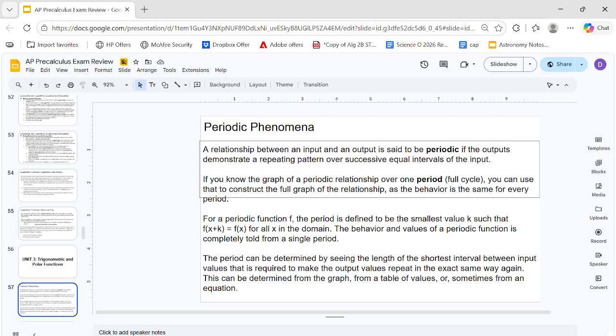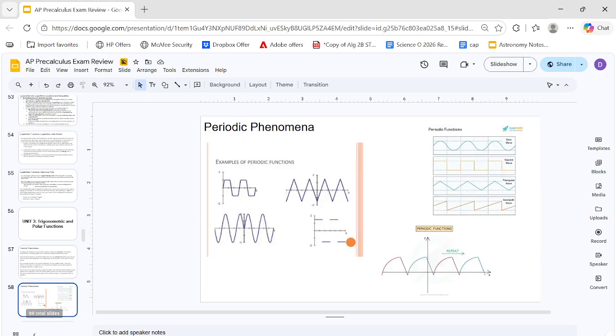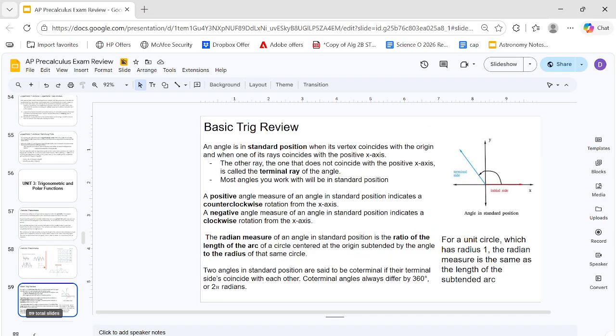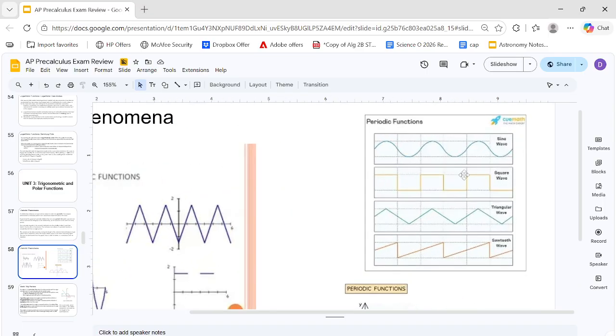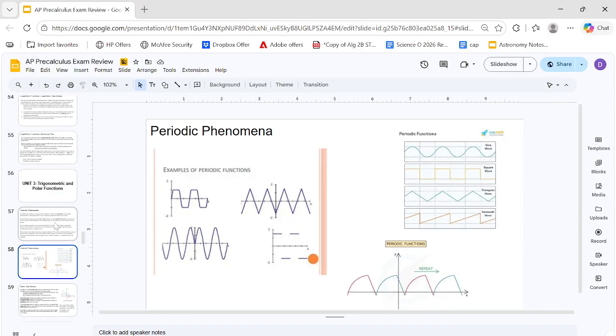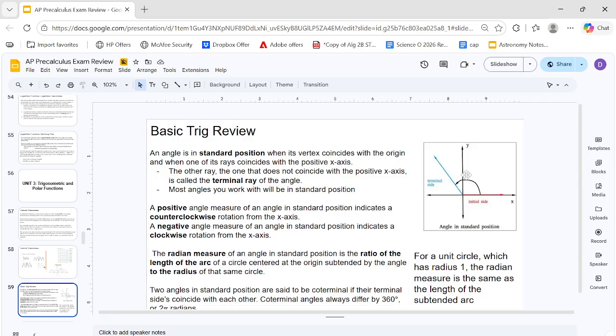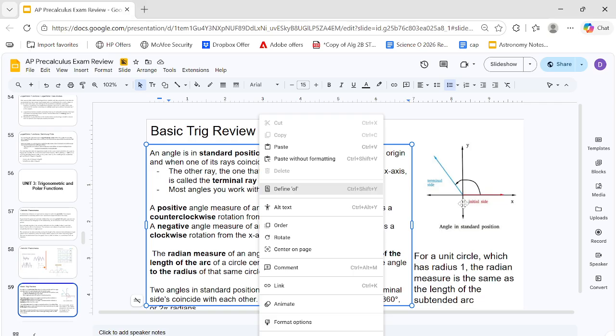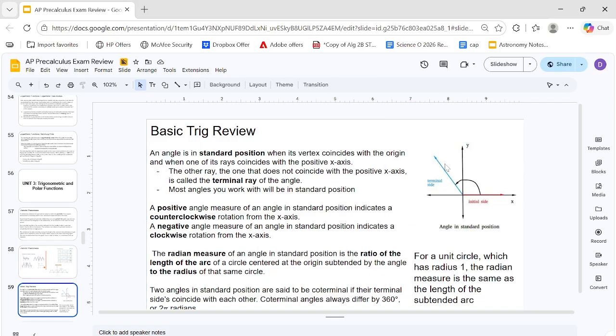Alright, and all the behavior and values of a periodic function are told in a single period of that function. So here are some examples of periodic functions. You can see sine wave, which is what we're going to be talking about. Alright, standard position just means one of the rays is on the x-axis and the vertex at the origin. And the other ray, or side, is the terminal ray. So positive is counterclockwise and negative is clockwise.